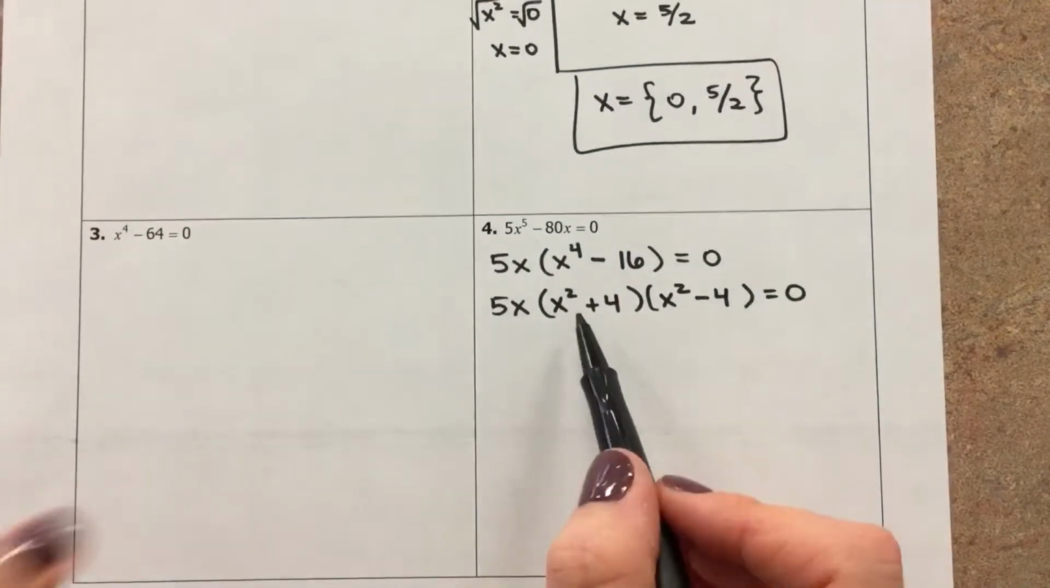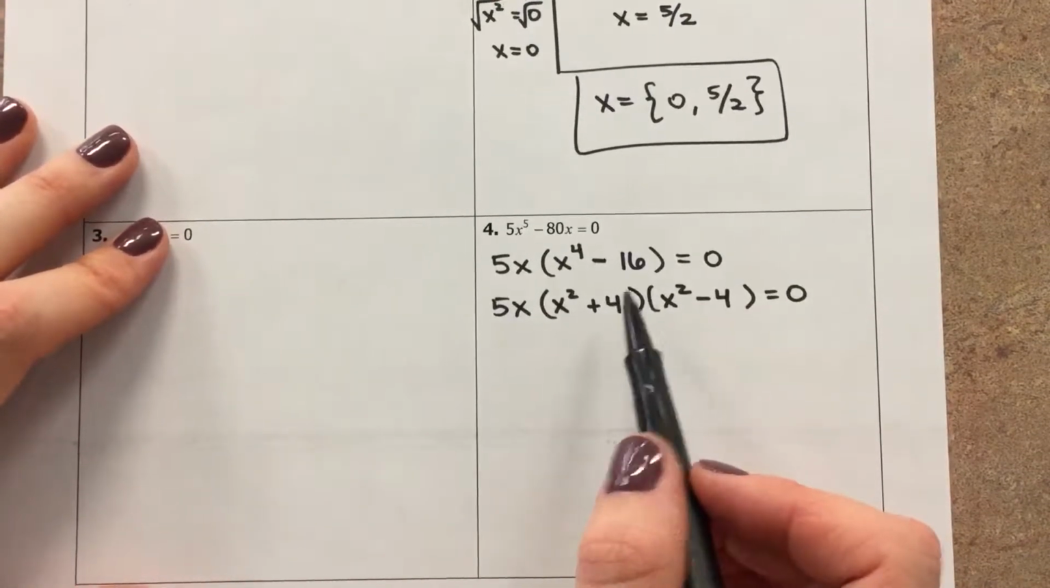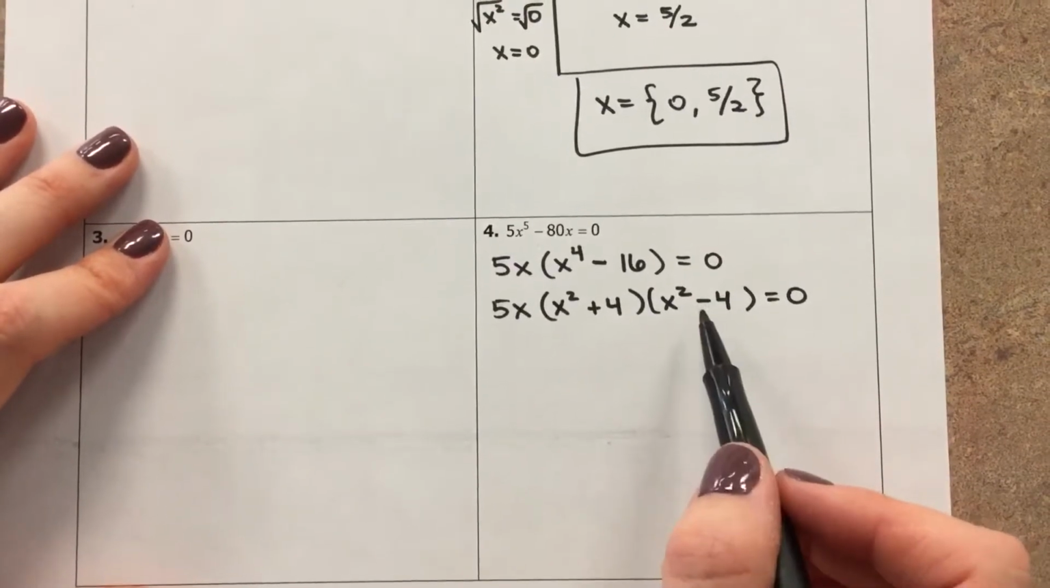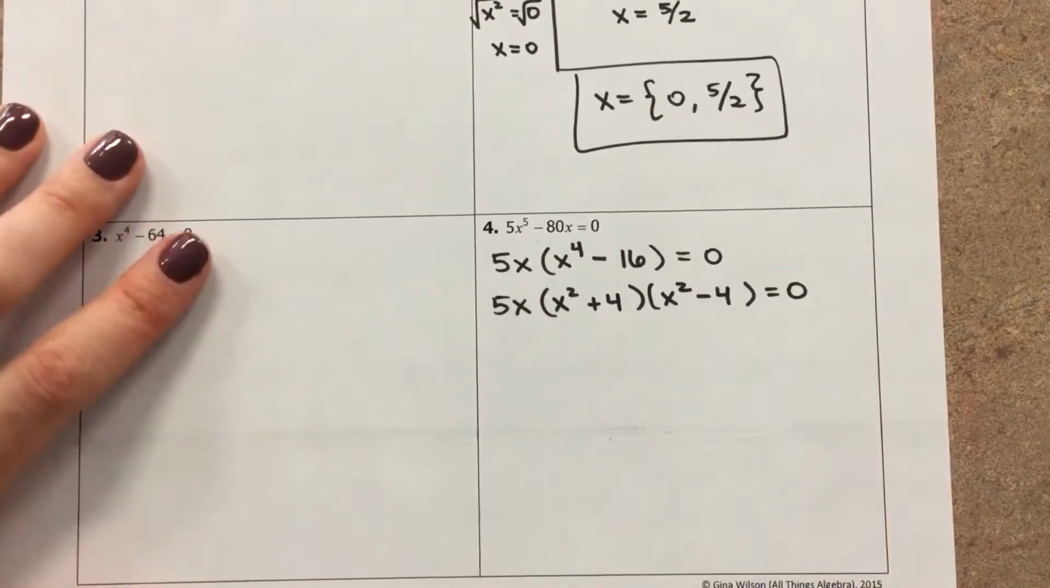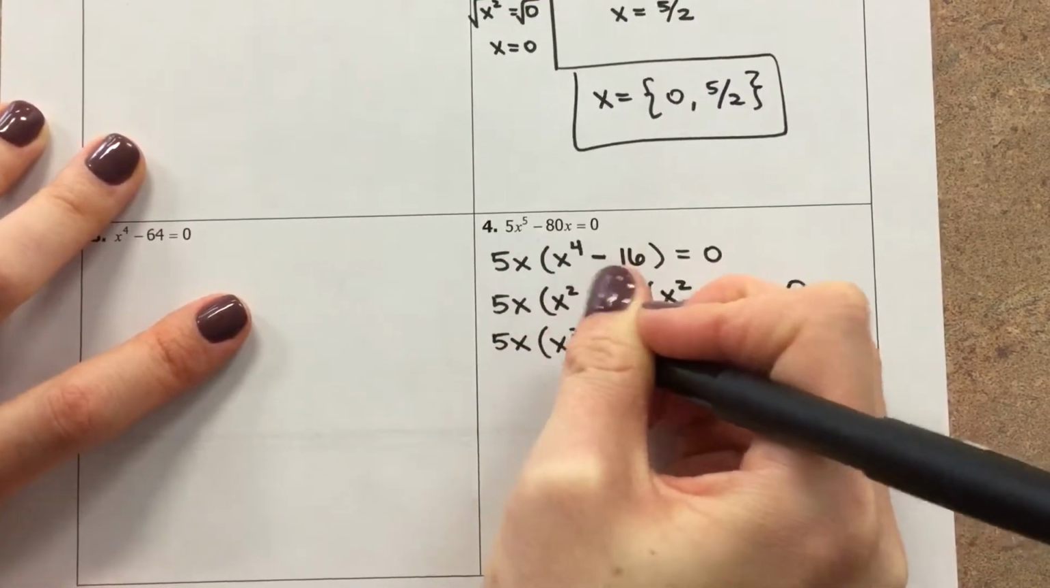So then keep looking. This is a quadratic, so it might factor more. It doesn't because I don't have a sum of squares pattern. You'll never be able to factor those. This one is actually another difference of squares. This is a perfect square, this is a perfect square. So that second one will factor down a little bit farther. So this just stays the same.